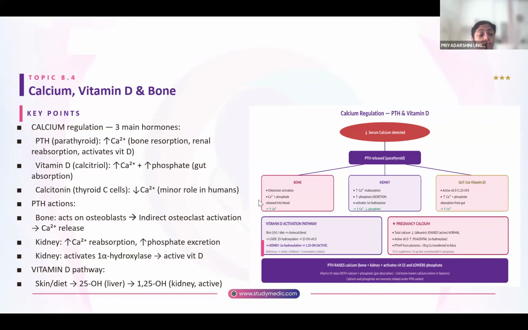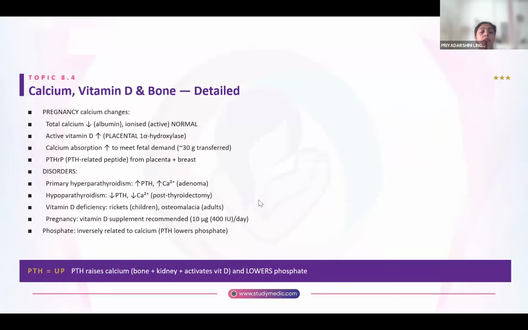So the most important thing that you have to remember here is your parathormone. And what is your parathormone going to do? It is going to increase the level of calcium, and it's going to reduce the level of phosphate. So these are the key changes that you see in pregnancy. The total calcium is reduced, the active form of vitamin D is increasing, and also the calcium absorption is increasing, and more than 30 gram is being released into the baby also.